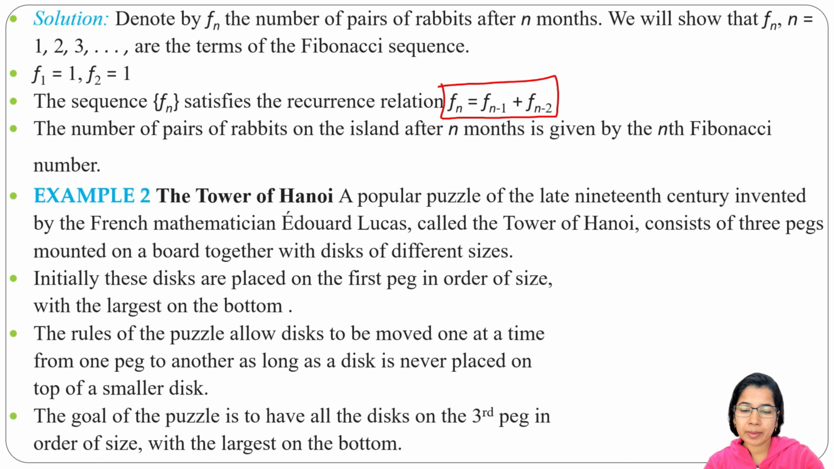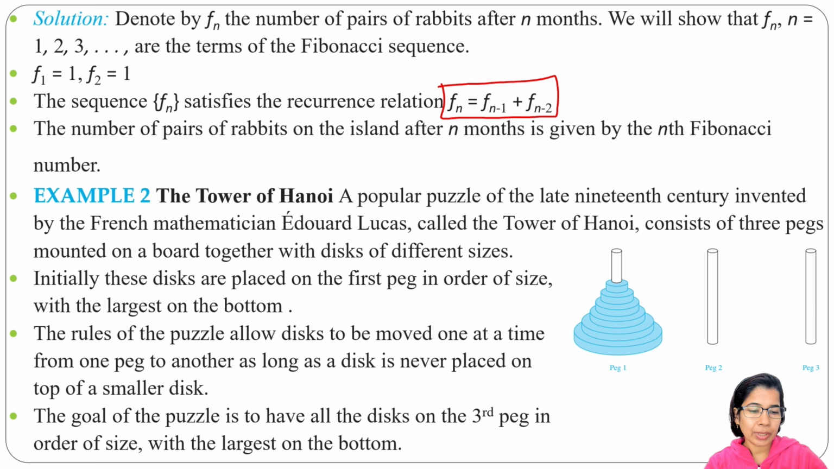And the goal of the puzzle is to have all discs on the third peg in order of size, with the largest at the bottom. So initially it will be like this. There are 3 pegs, peg 1, peg 2, peg 3, and in peg 1 there are some discs. At the lowest there is the largest disc, at the top there is the smaller disc, and we need to move one disc at a time, and we cannot keep a larger disc above a smaller disc.